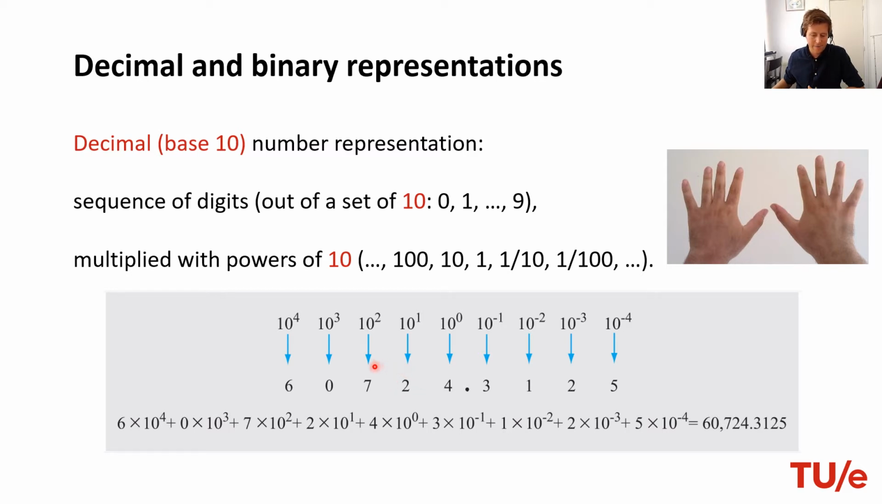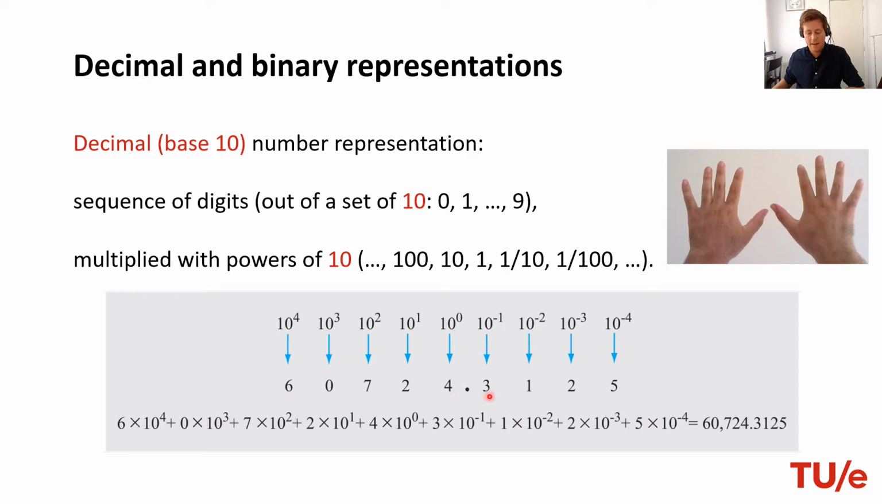Similarly, this 7 will represent 700. This 0 represents the thousands, and this 6 indicates that we have to multiply 6 with 10,000 so that the total number is 60,000 plus 700 plus 20 plus 4. So those are the parts left of the decimal point.